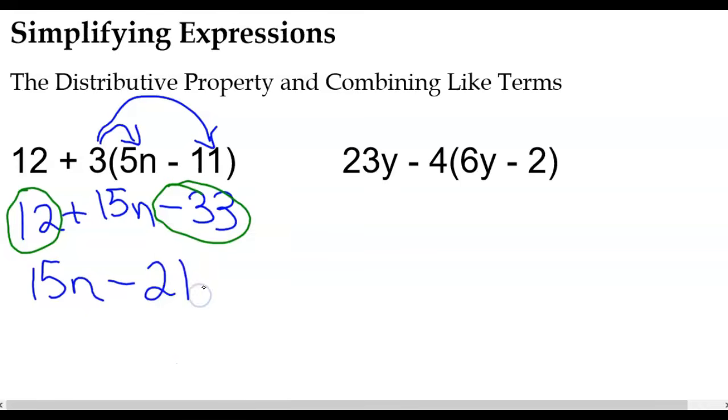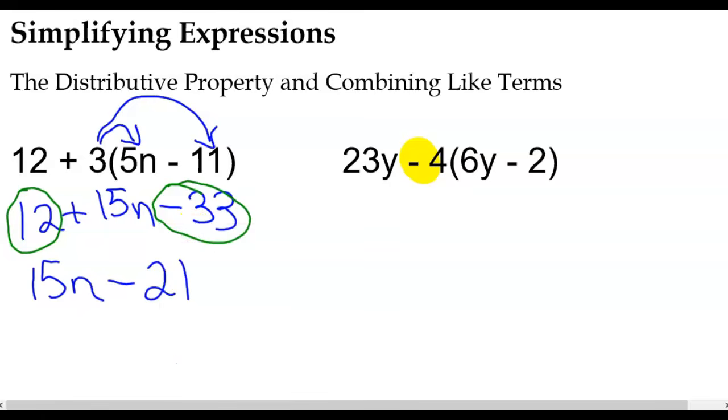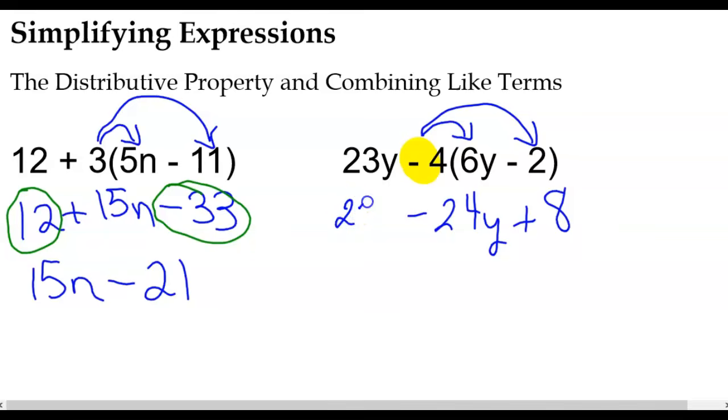I want to highlight a really important part for the second expression. It is this minus sign right here. That is a huge piece that is often overlooked, but that minus sign means you're multiplying by a negative 4 and not a positive 4. So when I distribute this negative 4, I'm saying to myself, what is negative 4 times 6y? That's negative 24y. What's negative 4 times negative 2? That is positive 8. So my expression that I want to simplify is 23y minus 24y plus 8.